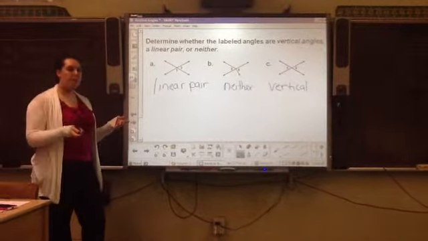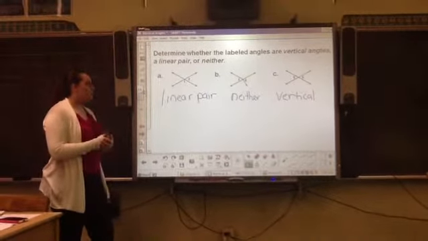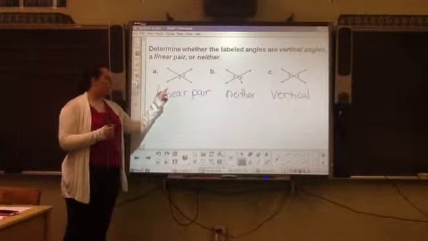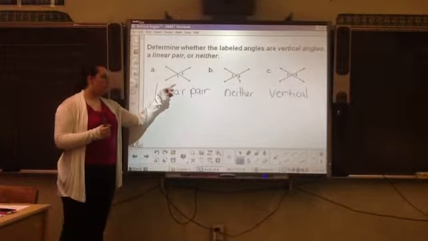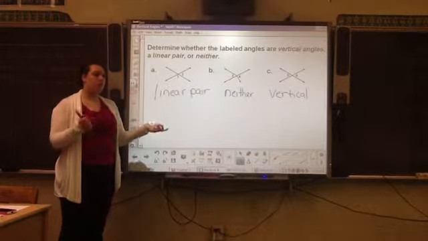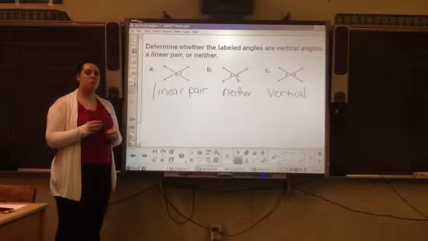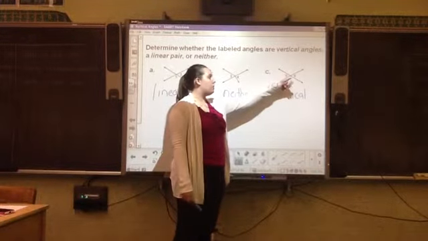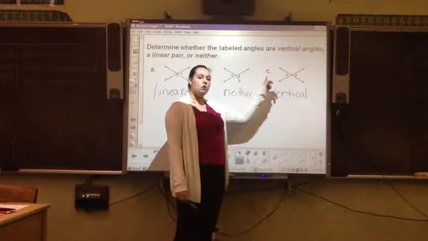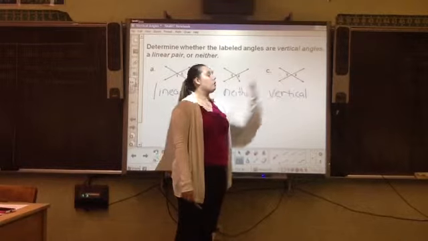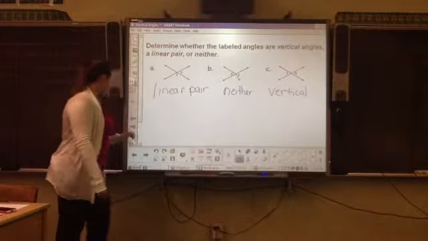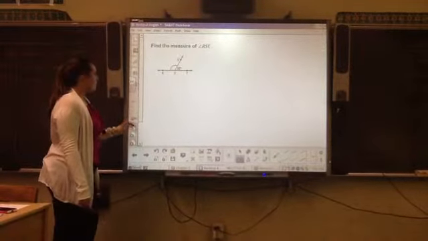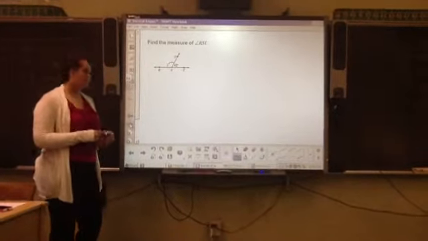So, to recap again, linear pair are two angles that share a side, they are next to each other, they are supplementary, which means their angle measures add up to 180. And vertical angles are two angles that are opposite each other when two lines are crossing, and their angle measures are going to be the same. So now let's try using them with numbers.